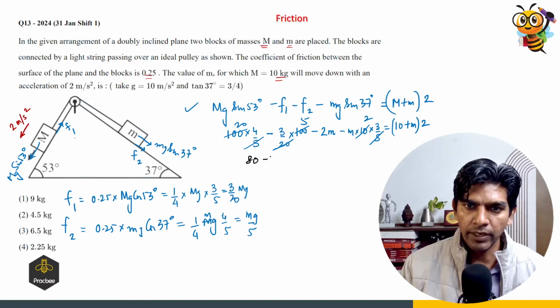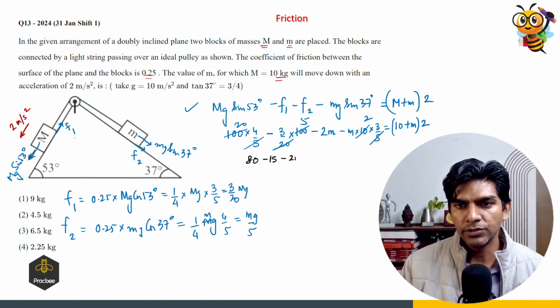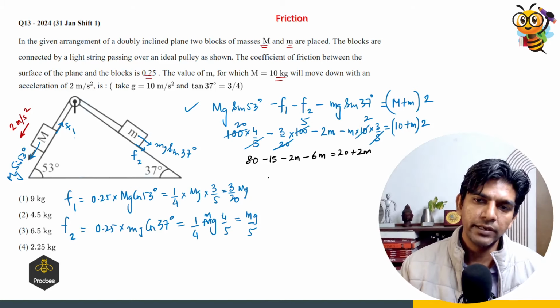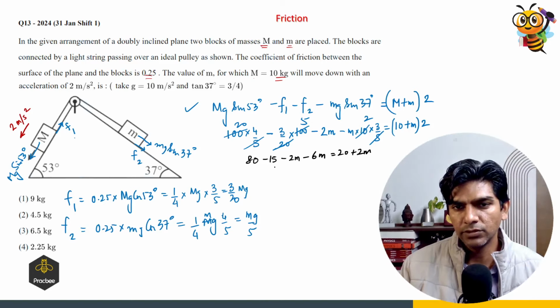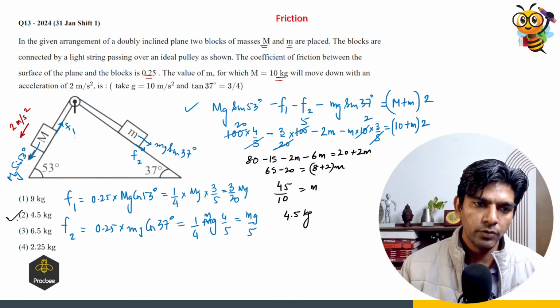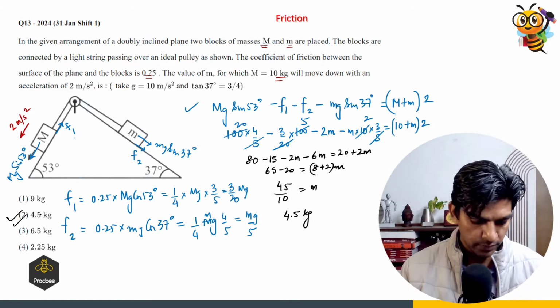80 minus 15 minus 2m minus 6m is equal to 20 plus 2m. Now we will take m terms on one side and keep the numerical values on the other side. So it will be 65 minus 20 is equal to 8 plus 2 times small m, so this will be 45 divided by 10. So m comes out to be 4.5 kilograms. So option 2 is the right answer.